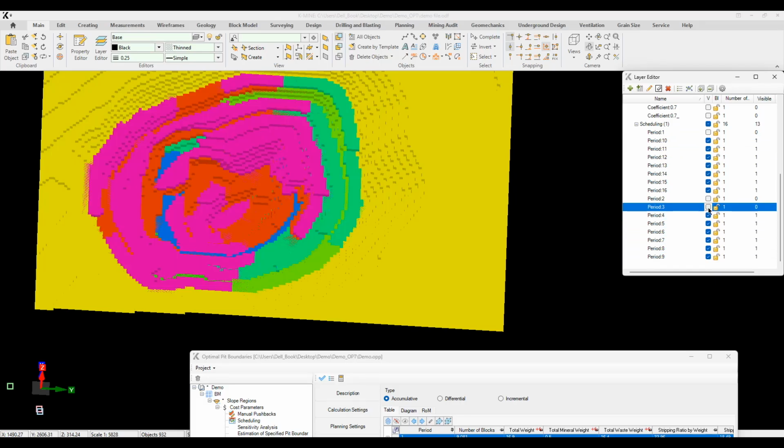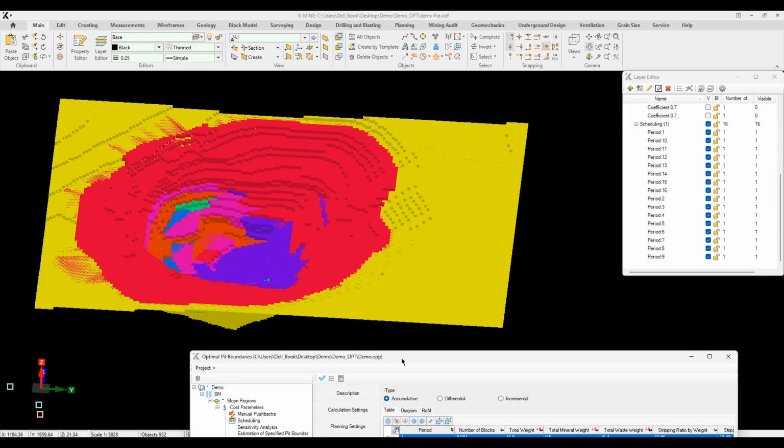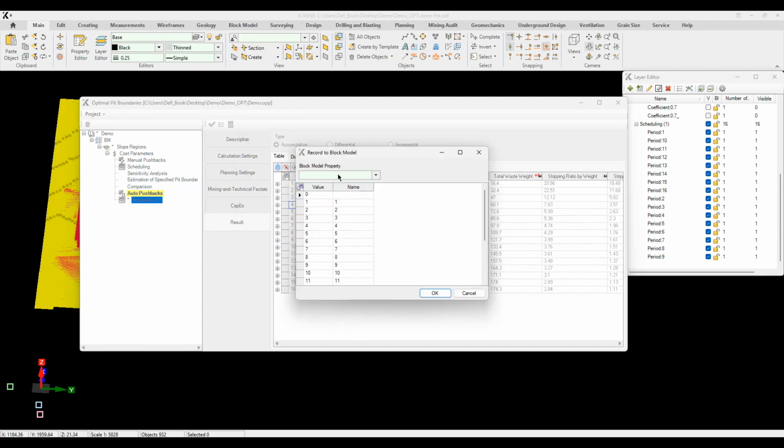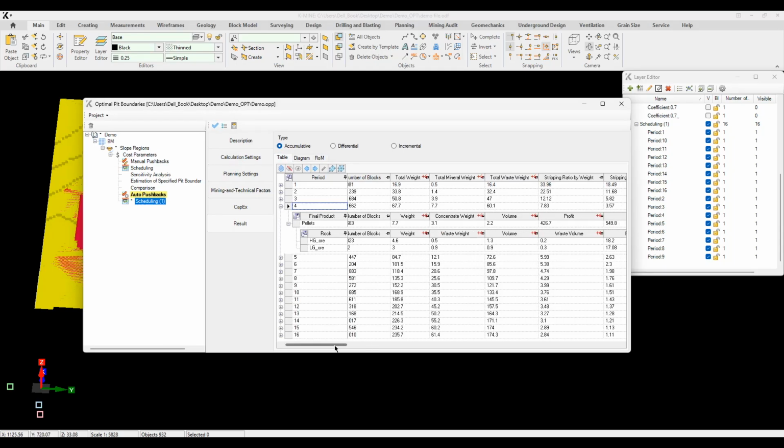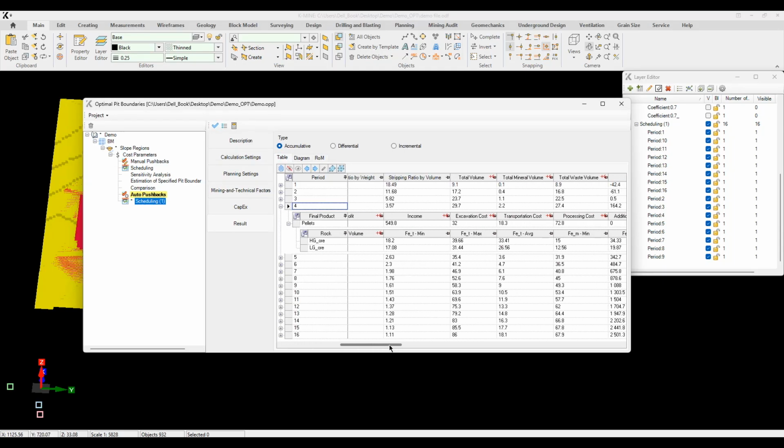Along with spatial results, there are also tabular ones. These are especially valuable as they provide detailed information for each period: ore volumes and quality, waste volumes, costs, revenues, and much more. And finally, all that remains is to analyze the results and enjoy them.